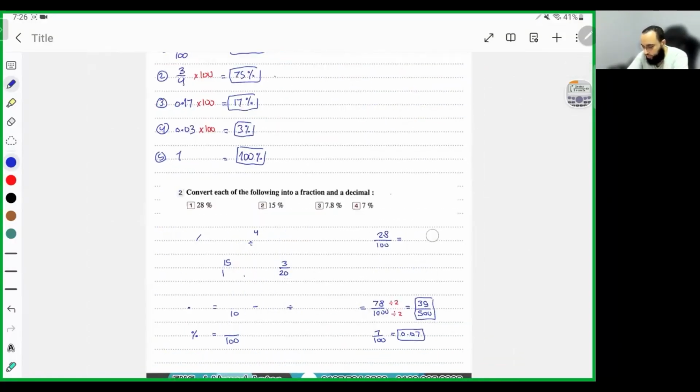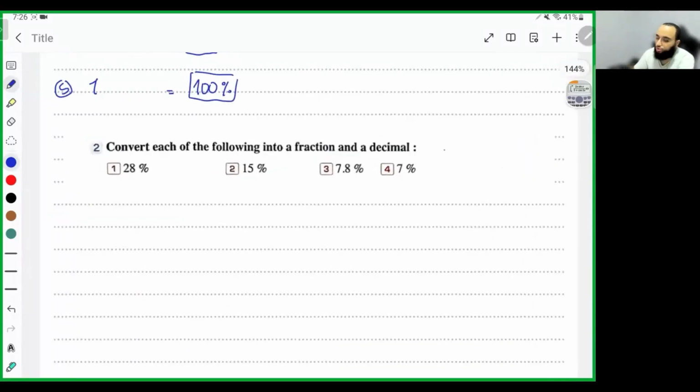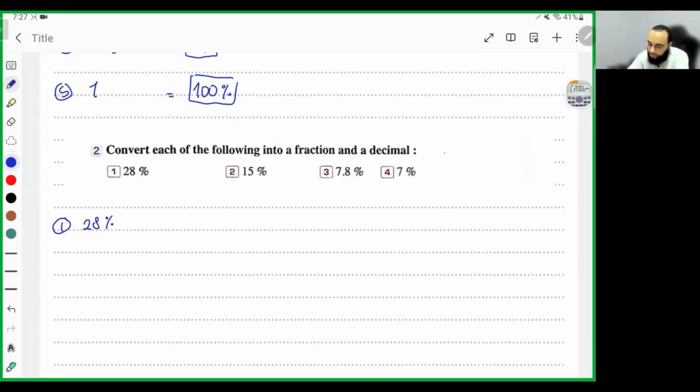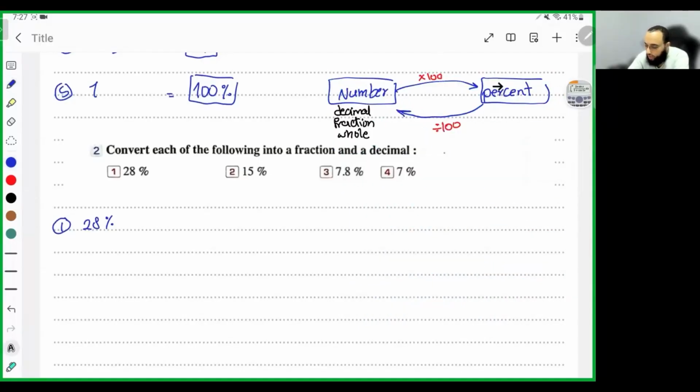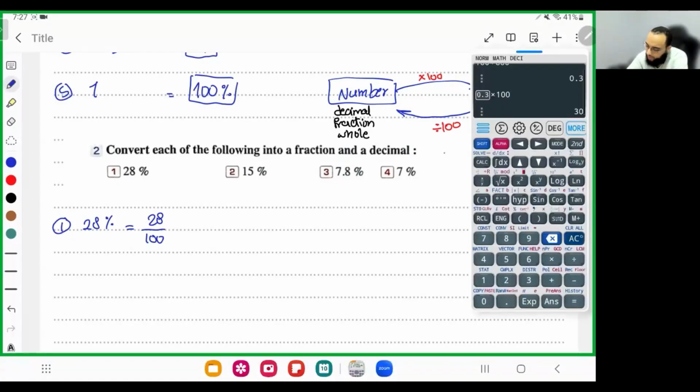Okay. Let's go for the next. Have a question like that. Convert each of the following into a fraction and a decimal. Layan Adil. We need to convert the 28% into a fraction and a decimal. So it's a percent, and you want to convert it into a fraction and a decimal. Then you have to divide it by what? 100. Over 100, like that. In the simplest form, you can do it with the calculator.